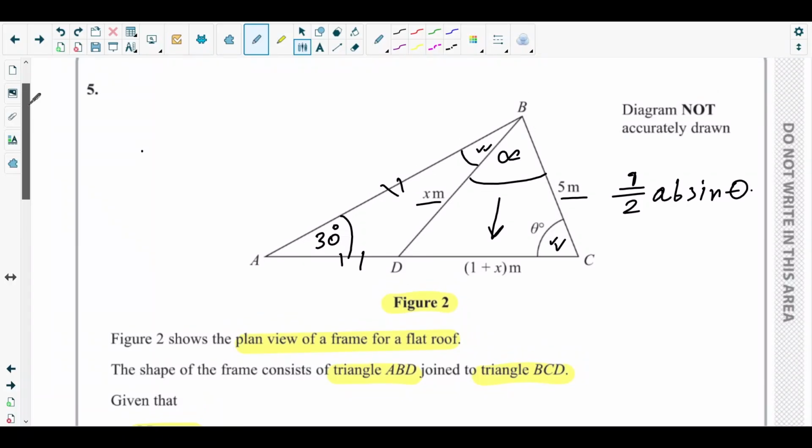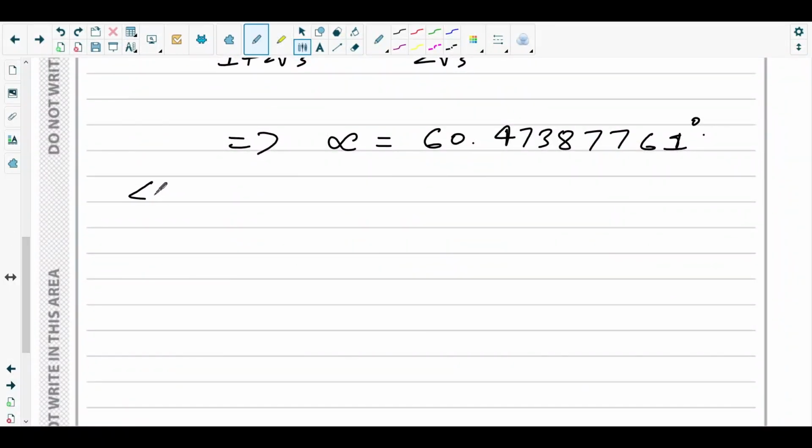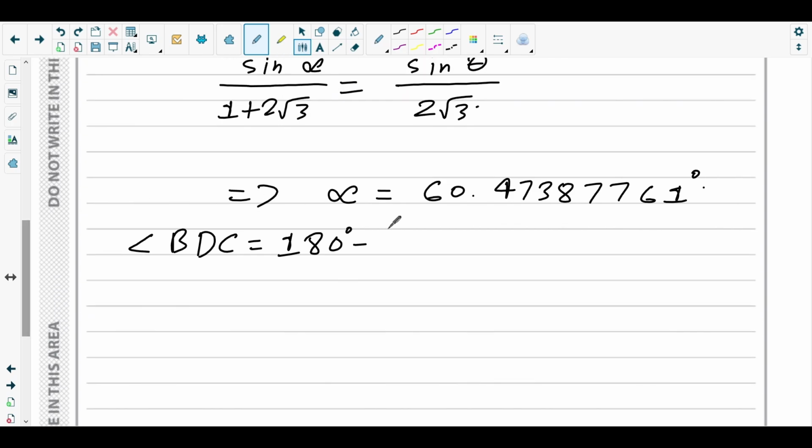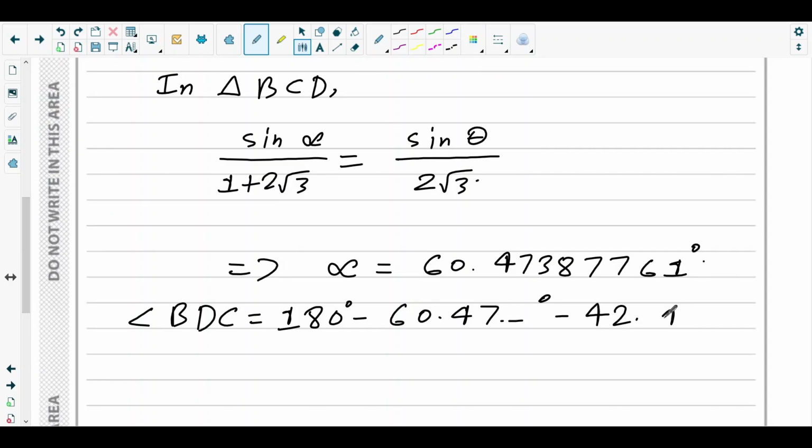Okay, now to get this angle, we need to find out this angle, right? Angle BDC. So angle BDC is 180 degrees minus the angle alpha, 60.473 that much degrees, and then minus the angle theta, which is 42.470 that much degrees. Okay, so what's the angle BDC?